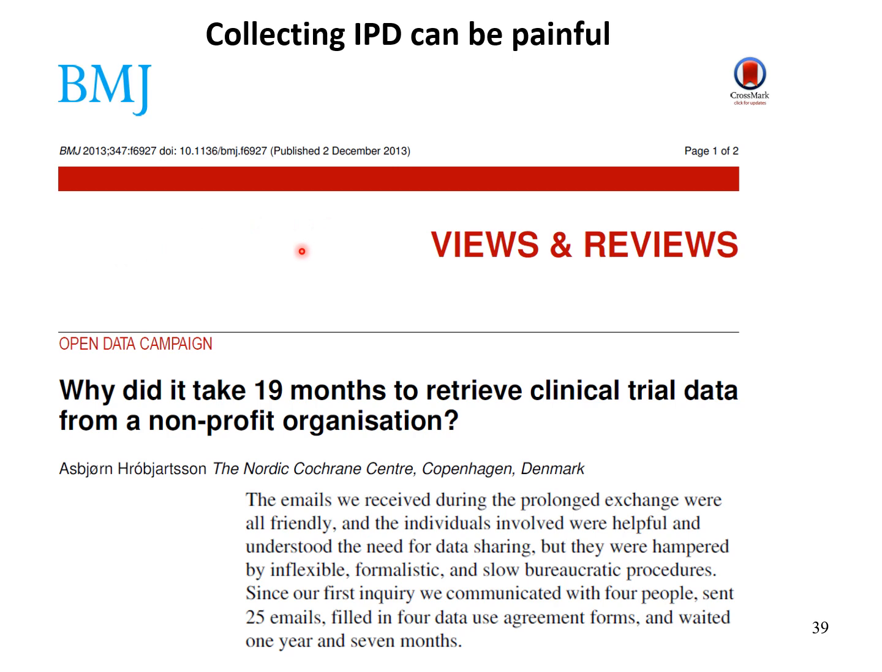This is an interesting letter that was published in the BMJ, and I really include it here just to emphasize to people that collecting IPD is not a quick job. So this is just for one study, and it says, why did it take 19 months to retrieve clinical trial data from a non-profit organization?